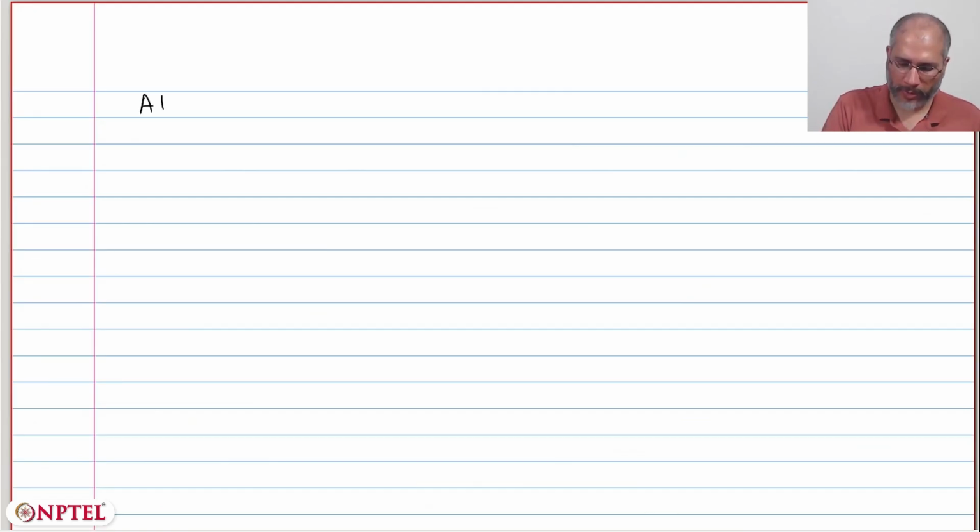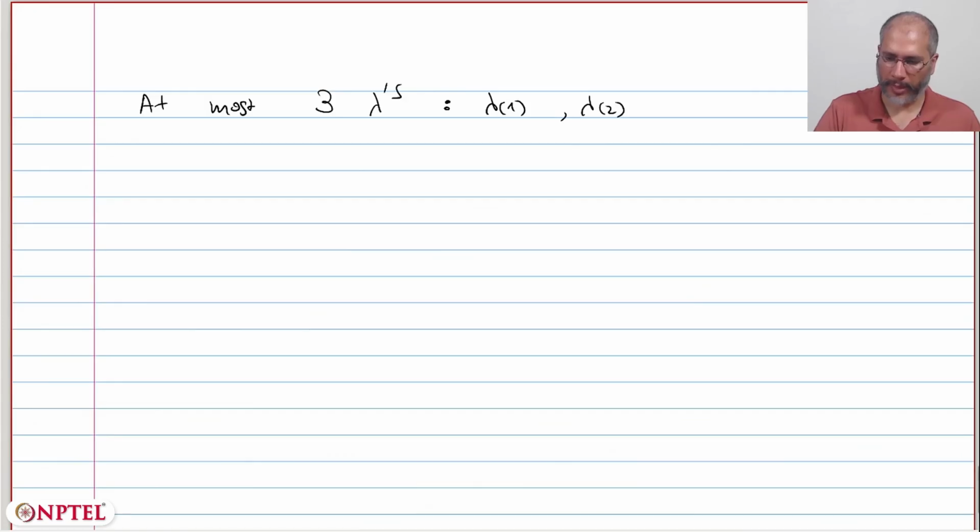So at most we can have 3 eigenvalues or 3 lambdas because we had a cubic equation in lambda. So we'll have at most 3 lambdas. So we'll call them lambda 1, lambda 2 and lambda 3. Remember these 1, 2 and 3, they are not indices as in the indicial notation. They are simply numbers which are used to denote the first, second and the third eigenvalues of sigma.